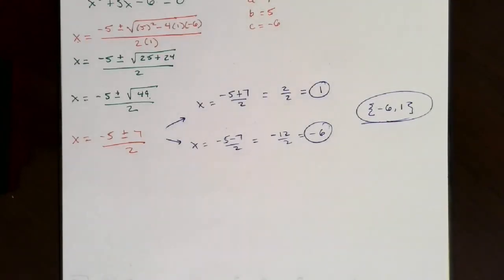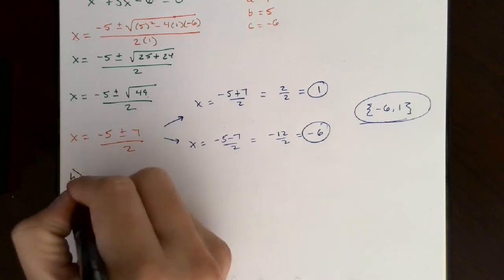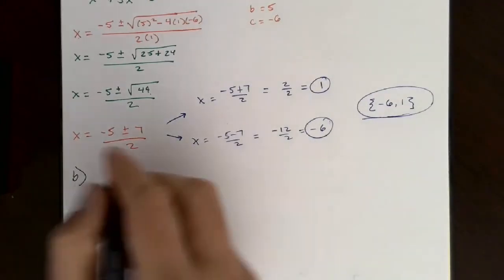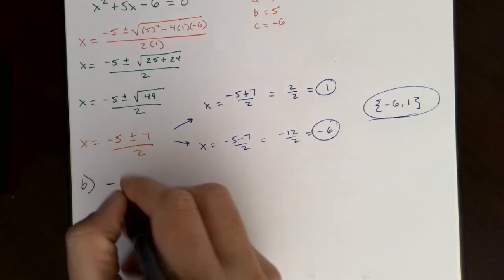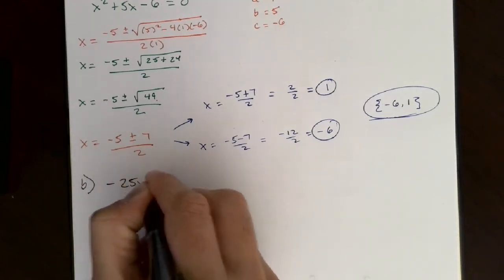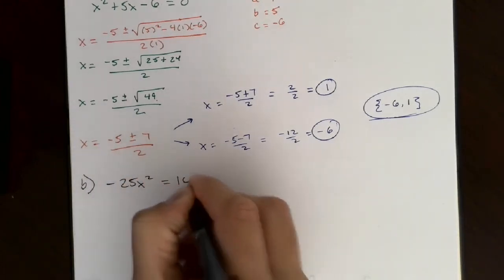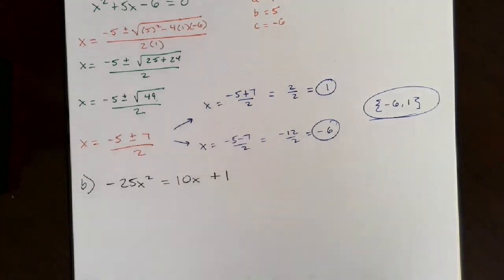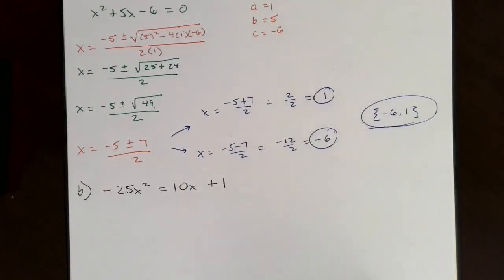Let's take a look at another one. If I said I had negative 25x squared equals 10x plus 1. Right, and again, the directions are solved using the quadratic formula.